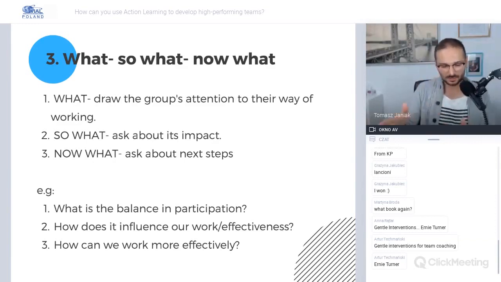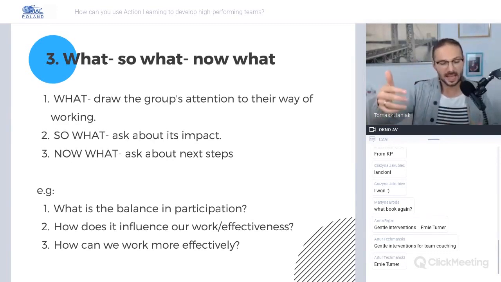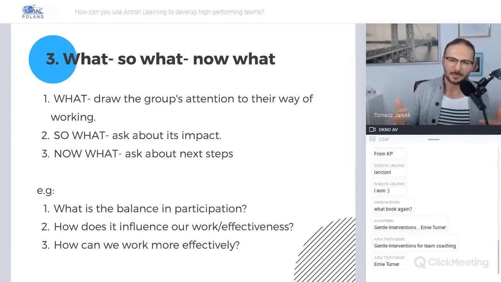Three steps. What? In that what stage, I want to draw the group's attention to the way of their working, to the behavior that is happening in the group, or the tendency. Now, in the so what stage, I want to ask about the impact of that behavior or that tendency. And in now what, I will ask about the next steps. So imagine there is a lot of judgment. There's a lot of judgment in people's communication, right?